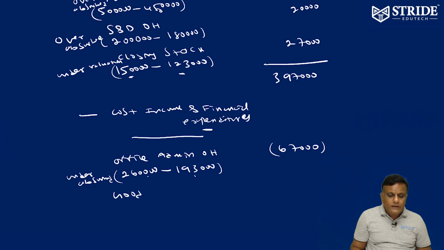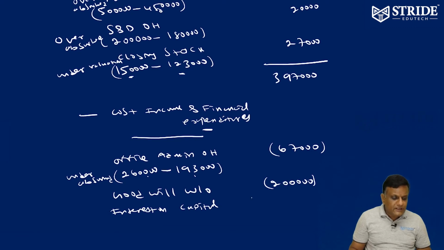Similarly, goodwill written off is an item only in financial accounts, not in cost accounts. That is 2 lakhs. You subtract. Next, interest on capital. So interest on capital is only in financial. 20,000 less.